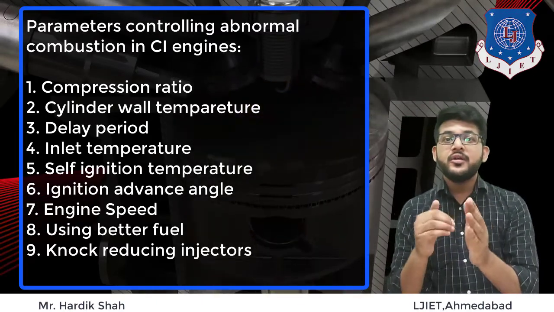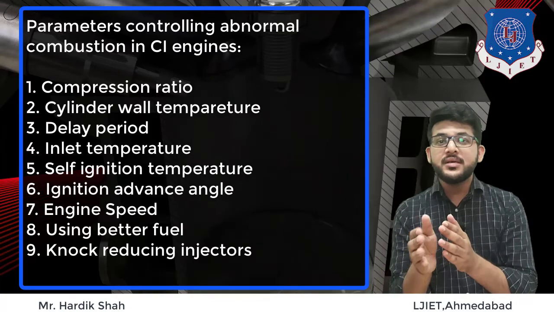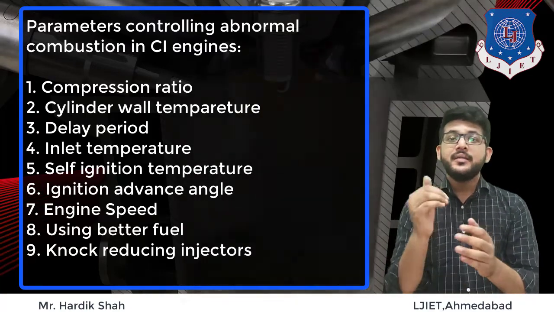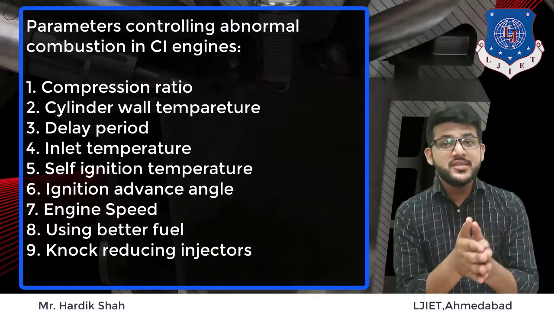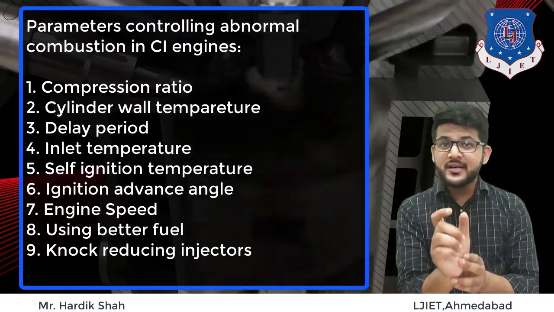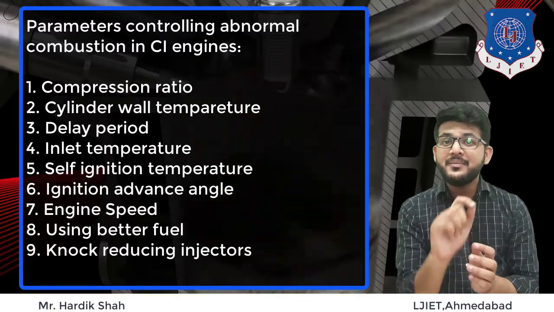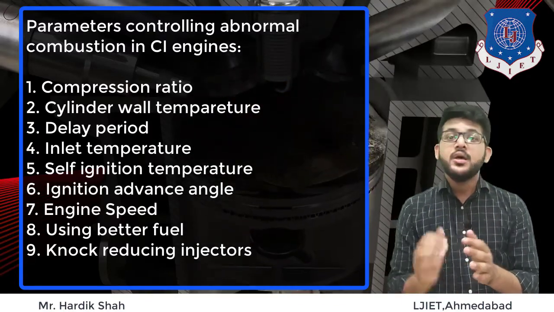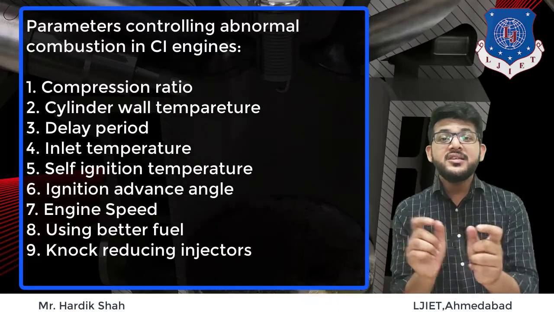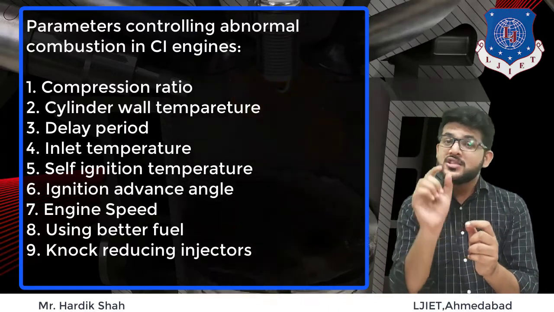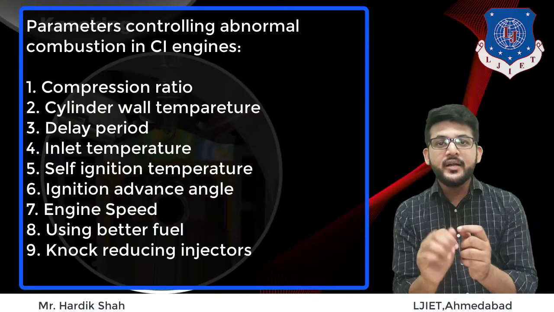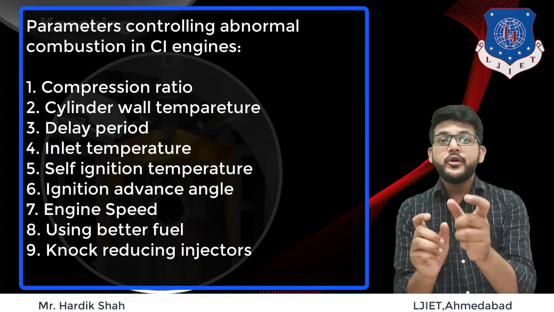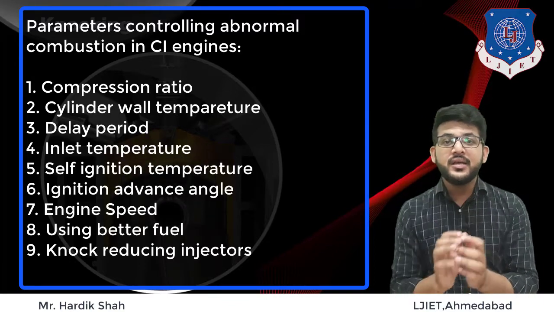Okay. Thereafter, using a good fuel reduces the knocking tendency. Ninth one is knock reducing fuel injectors. This type of injector avoids the sudden increase in pressure inside the combustion chamber because of the accumulated fuel. This can be done by arranging the injector so that only a small amount of fuel is injected first. This can be achieved by using 2 or more fuel injectors arranged in phase.